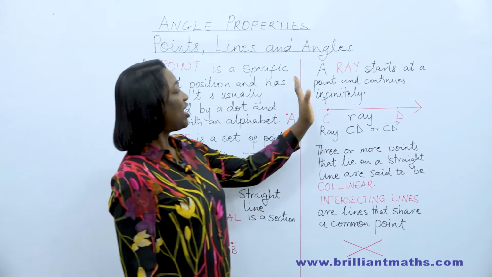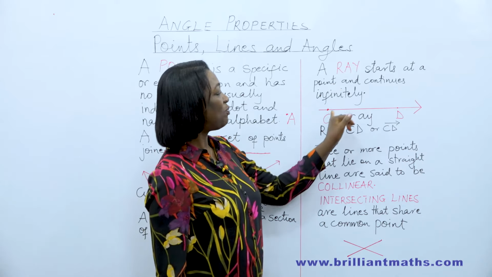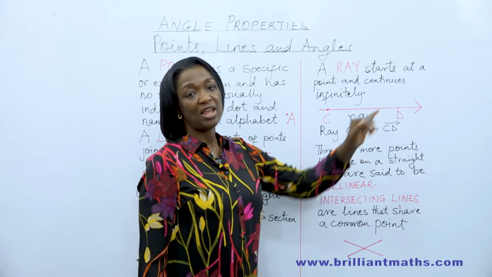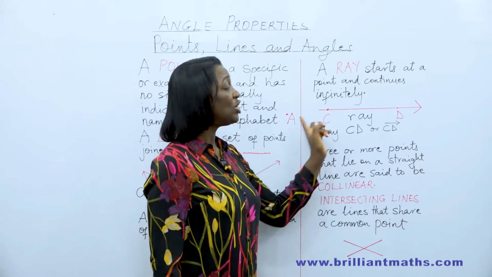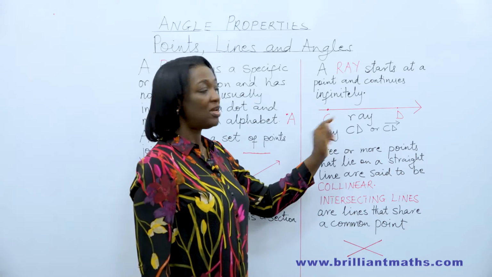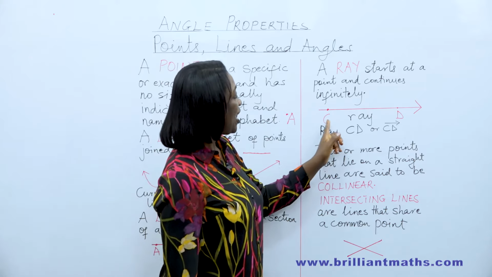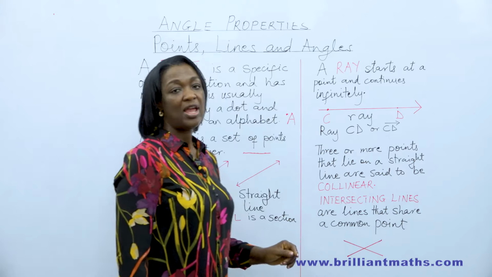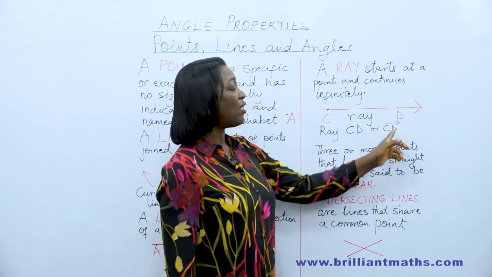Then we have a ray. A ray starts at a point and continues infinitely. So it continues to infinity. It has no end, but it has a starting point. So that's ray CD. It can also be written with an arrow on top.